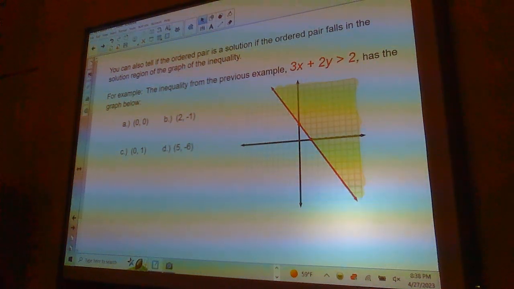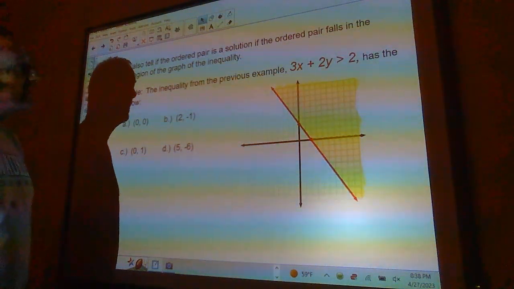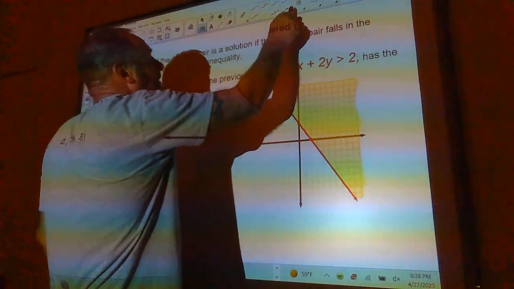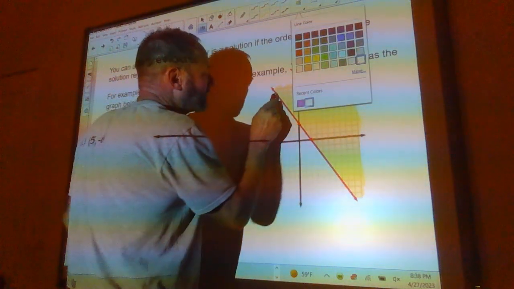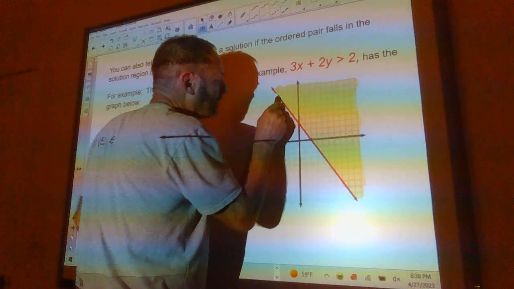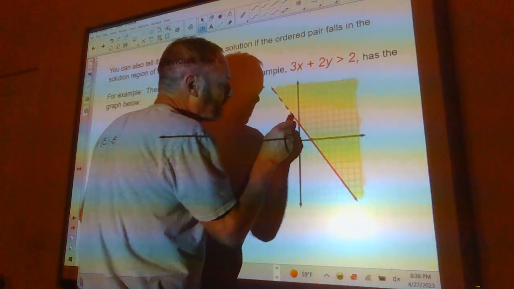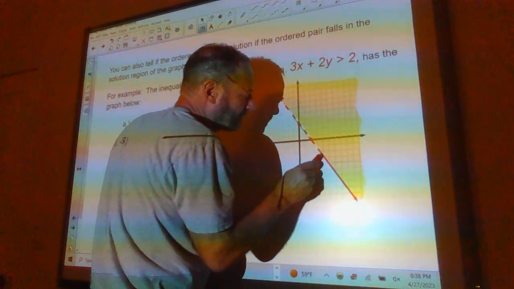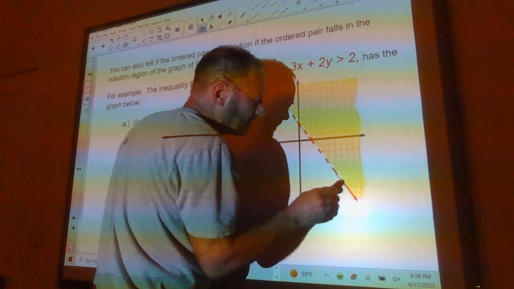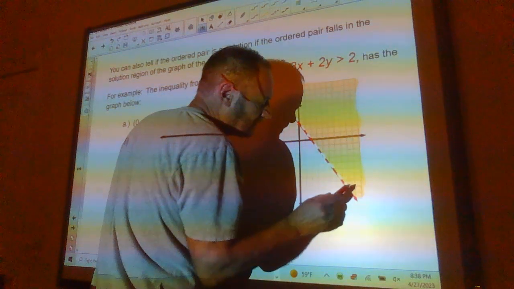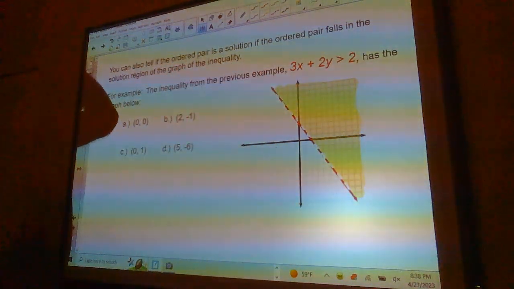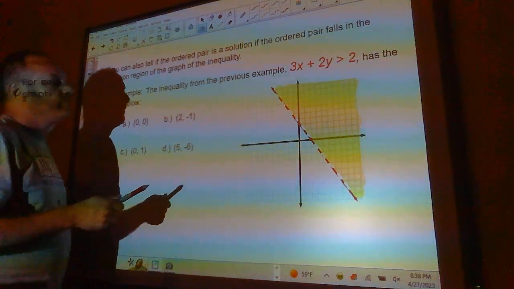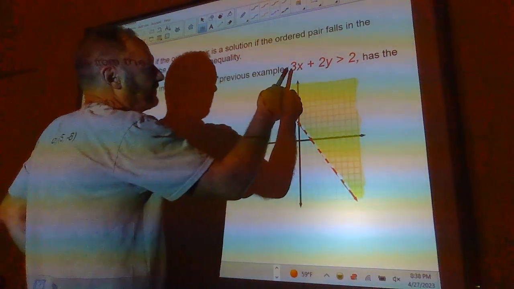You can tell if an ordered pair is a solution if the ordered pair falls in the solution region of the graph of the inequality. Whoops, we have a mistake here, which we need to fix. Bear with me just a second. All right, so what happened here? We've got this inequality here.